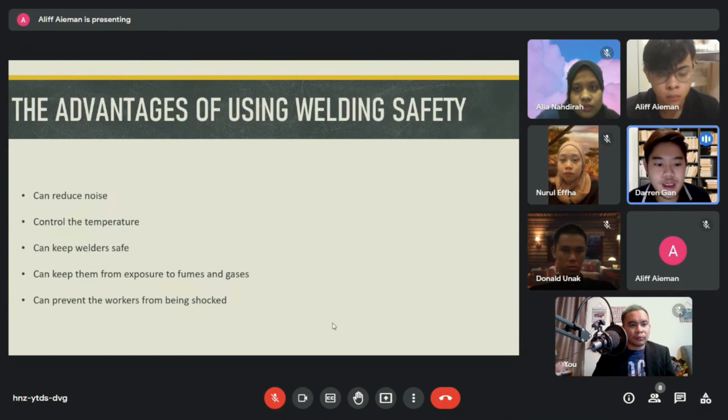And the advantages of using welding safety are, first, it can reduce noise. The second is to control the temperature. The third is it can keep the welder safe. And the next, it can keep them from exposure to fumes and gas. And the last, it can prevent the workers from being shocked. That's all from me.